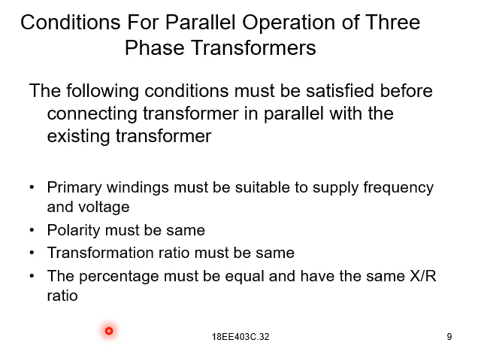The first is primary windings must be suitable to supply frequency and voltage, that means same frequency and same voltage, and the polarity must be the same for both the transformers, and the transformation ratio must be the same. The percentage impedance must be equal and have the same X by R ratio. Just make a note of them.